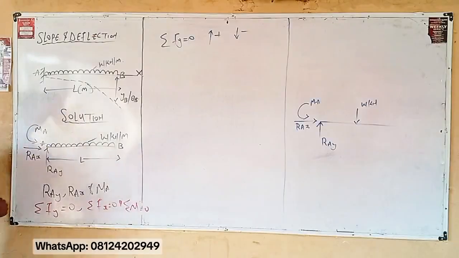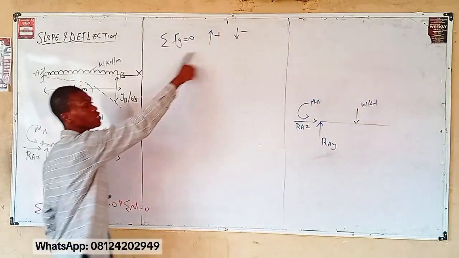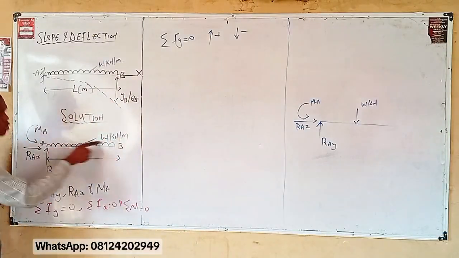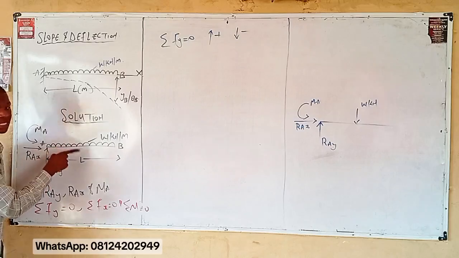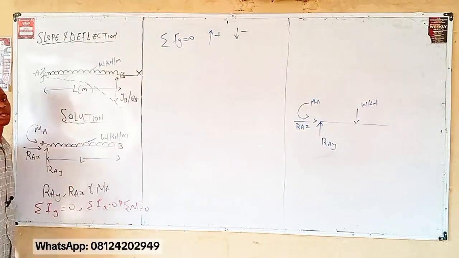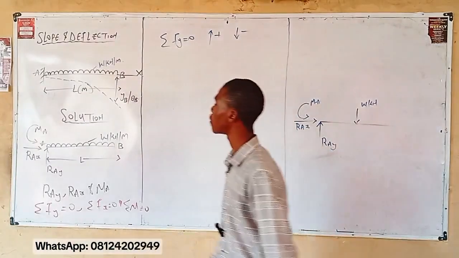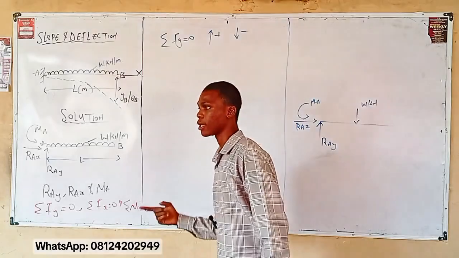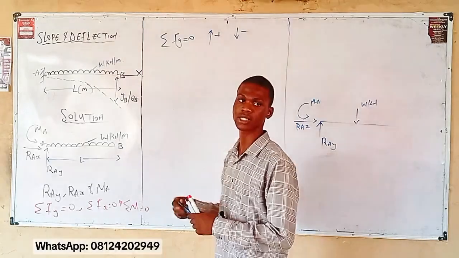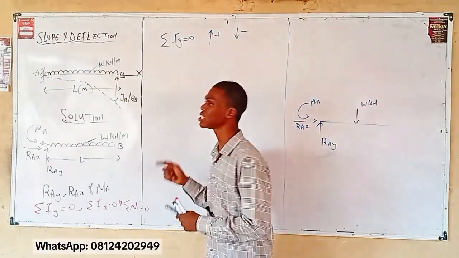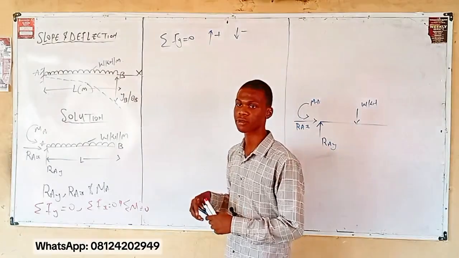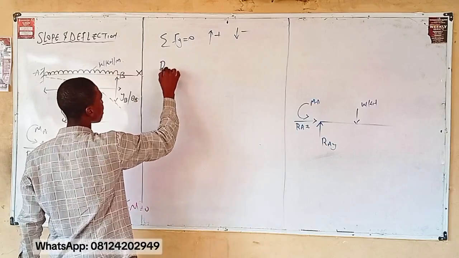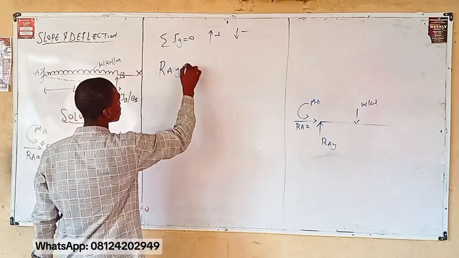What it means is that from this diagram, you have two forces of this nature. The first one is what? RAY. Then the second one is what? This UDL, because you can convert a UDL to a point load. Alright, let's apply this condition. For the first one, RAY is acting upward, positive or negative? Positive. The UDL is acting downward, positive or negative? Negative.